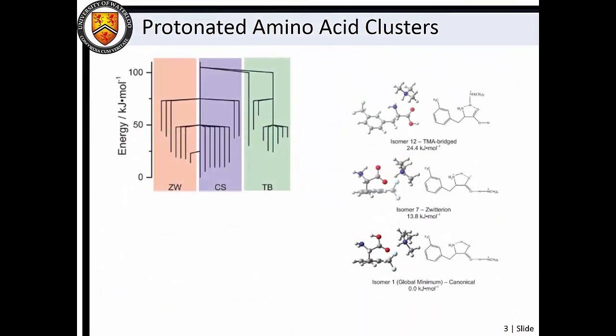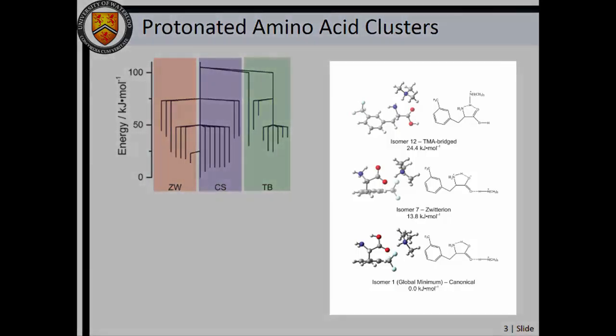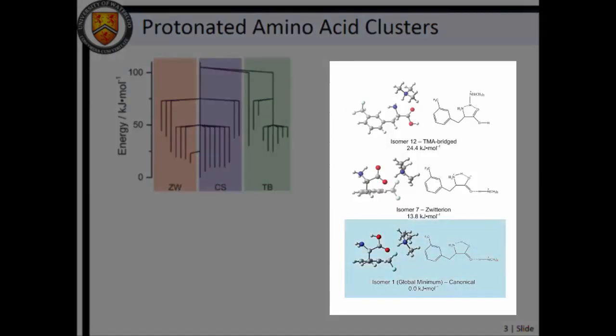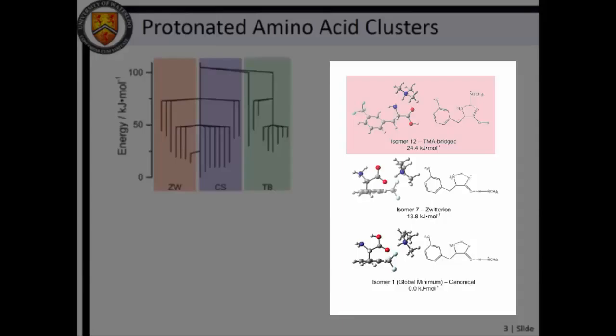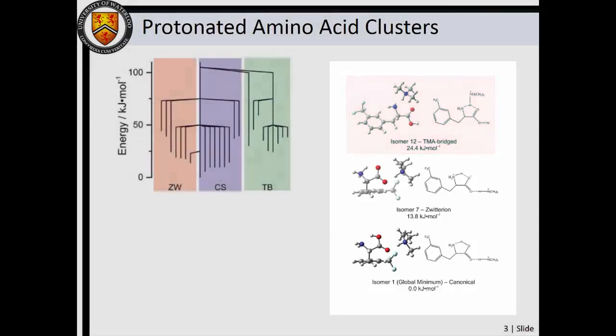Using our basin hopping technique, we mapped the potential energy landscape of the protonated TMA 3-fluoromethylphenylalanine cluster. This mapping identified three cluster binding motifs: a canonical charged solvated motif with protonation on the TMA, a zwitterionic motif with protonation on the TMA, and a TMA bridging motif in which the proton is located in a bridging point between the TMA and the nitrogen and carbonyl oxygen centers of the amino acid.